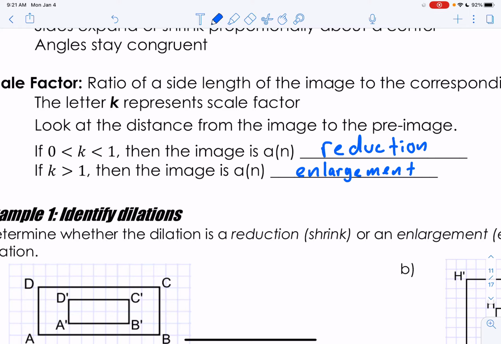The other thing that's going to happen is my scale factor will be bigger than 1. Now, how much bigger than 1? We don't have a limit on this one. It can be anywhere from 1.1 to 1,000. As long as it's bigger than 1, this is going to be an enlargement. So the pre-image will get bigger as I move to the image. Based on what the scale factor is, that'll tell you what's going to happen to my shape.